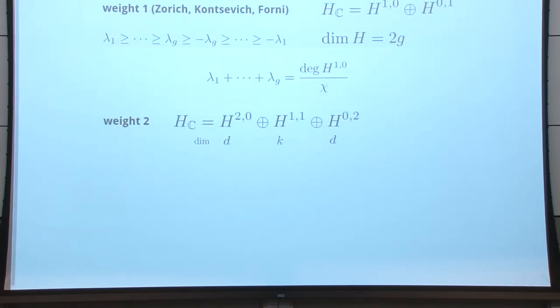Then in weight two, you have three spaces like this. The H^{2,0} space could be D dimensional, the H^{1,1} space is K dimensional, and H^{0,2} has to satisfy this symmetry. So then in this case, you have a formula of very similar shape as the previous formula. So the sum of the first D exponents, where D is the dimension of H^{2,0}, is again equal to the ratio of a degree and an Euler characteristic. So when D is 1, I proved this. And then for all D independently, Matteo Costantini and I observed that the same thing holds. So the interesting part, in some sense, happens in weight 3.